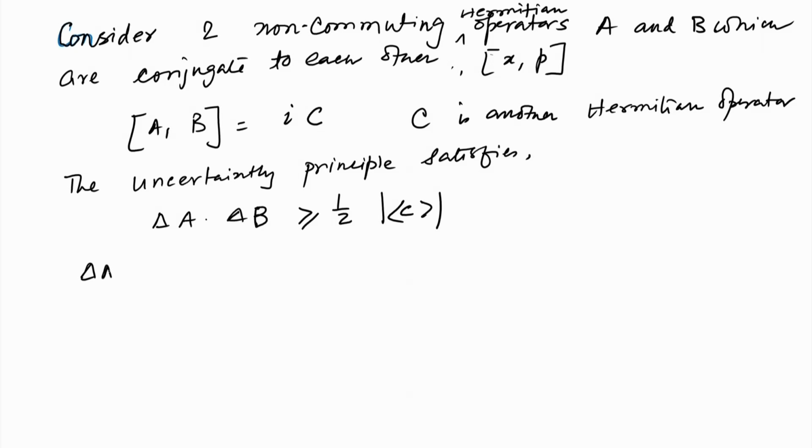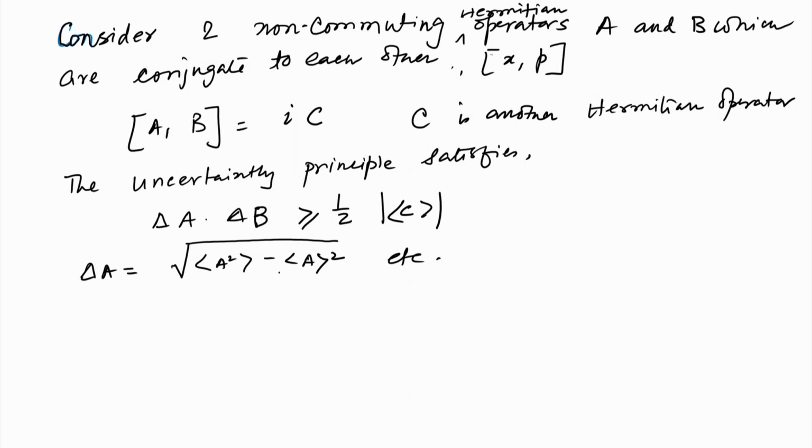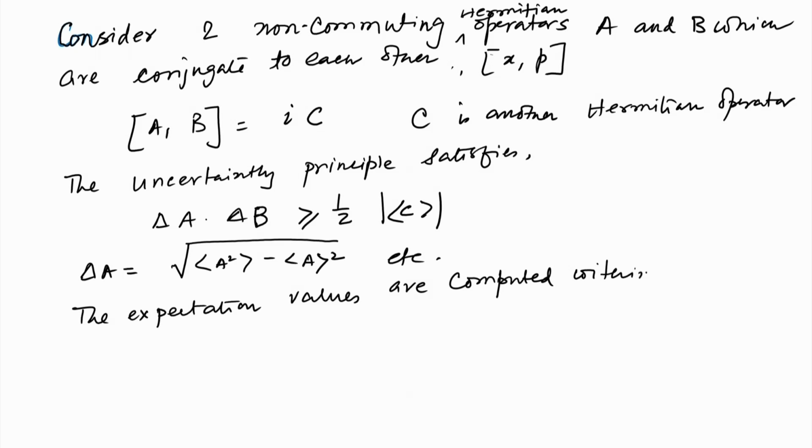And as usual, our definition of delta A is nothing but the square root of A square average minus A average square, and similarly for B and C, etc. As I told, the expectation values of A, B and C are calculated within some given state psi, and the expectation values are computed within a state psi.